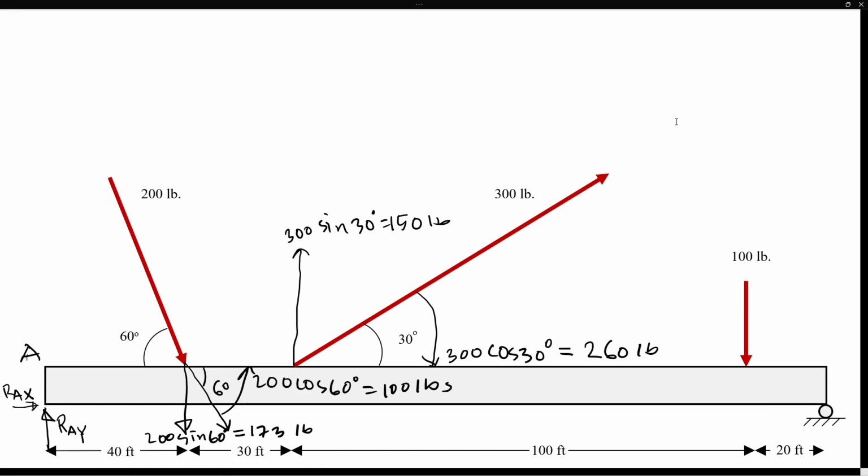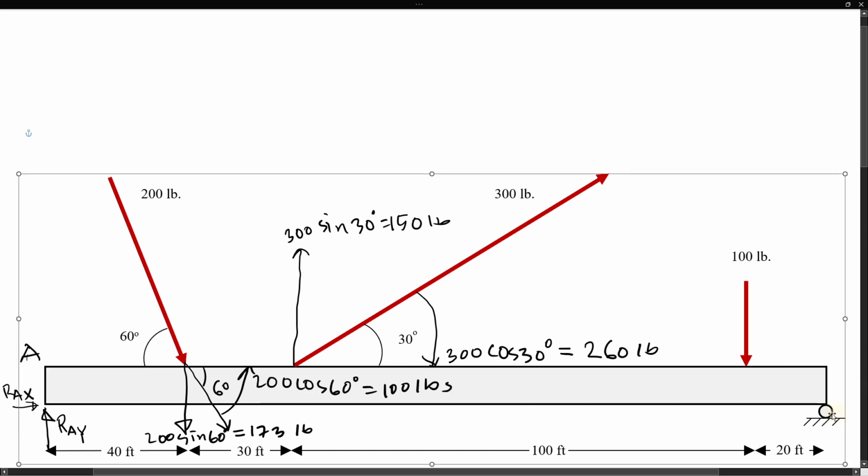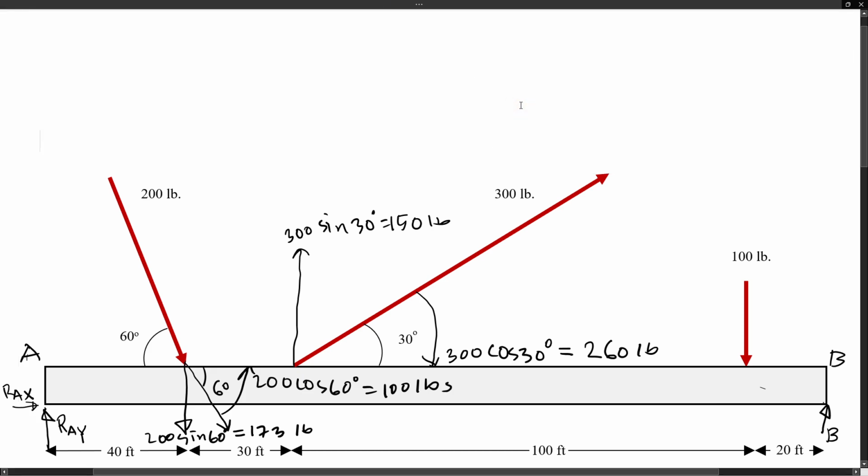We also need to remove the connection at B, or support at B. That's a rolling contact, so if we remove that, we will only have an upward direction force. So that's my point B. It's going to be By. So you've got all these different reactions.